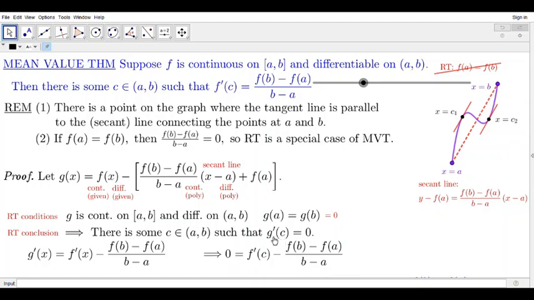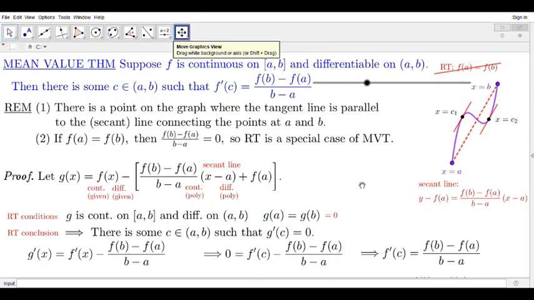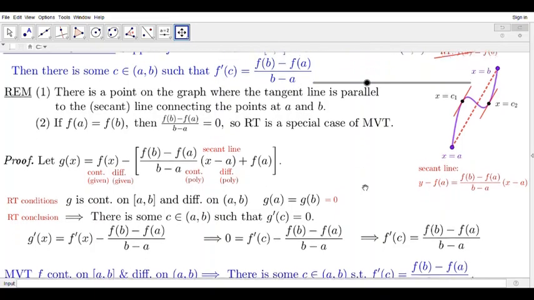But did we just say g prime of c is 0? Then if you rewrite this equation, we end up with the conclusion of the mean value theorem: f prime of c is equal to (f of b minus f of a) over (b minus a). The mean value theorem is correct. Yay! Now we're going to use this to prove some theorems and exercises.